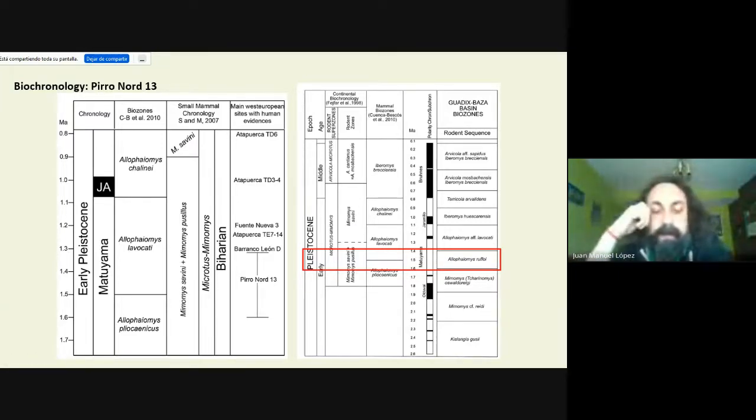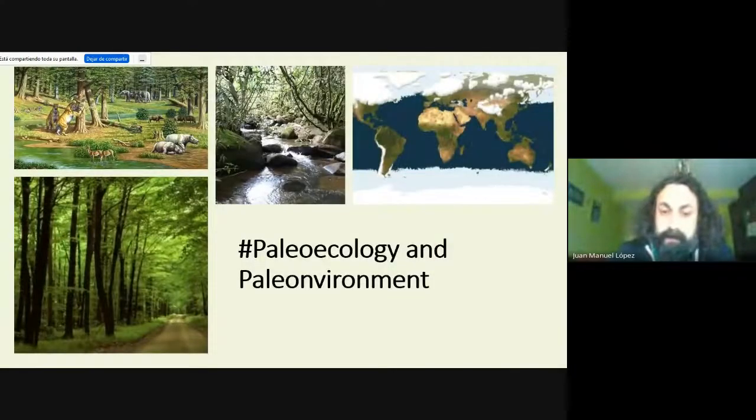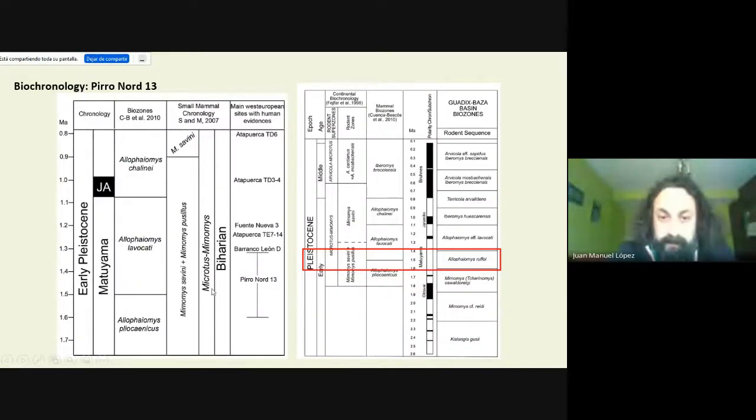You can see why it is useful for biochronology, more or less: this Pirro 13 has a chronology between 1.3 and 1.6 million years, which is older than other layers from the lower layers of Atapuerca, and also from lower layers of Barranco León in the North.